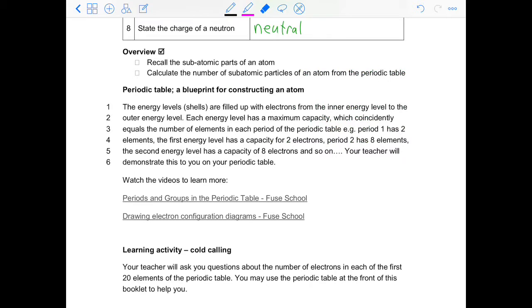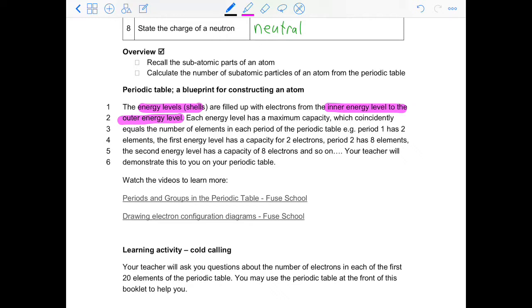So, as I said before, this is the last lesson in this booklet, so we're taking everything we've learned the last several lessons, wrapping it all up, and putting it all together. Hopefully you remember that we have energy levels where the electrons sit in the atom. We fill those energy levels up, as you might remember from the last video, from the inner energy level to the outer energy level. So we always start with the one closest to the nucleus, which hopefully you remember can hold 2 electrons, and then work our way out from there.